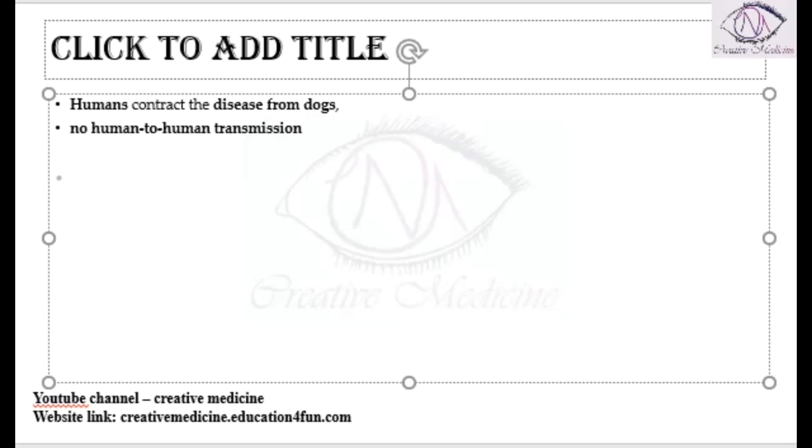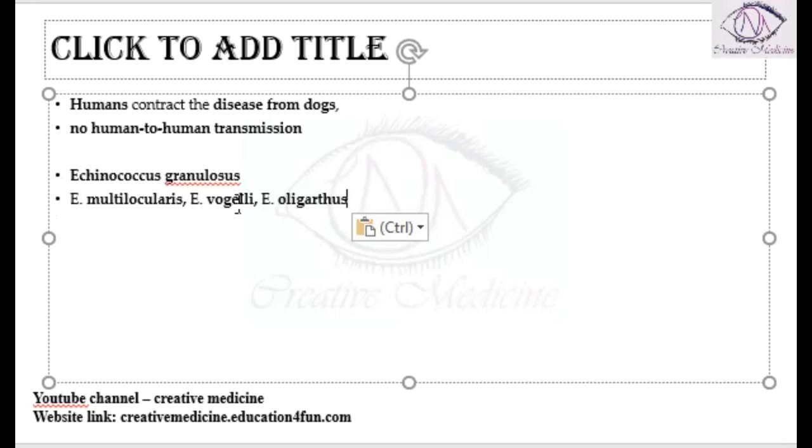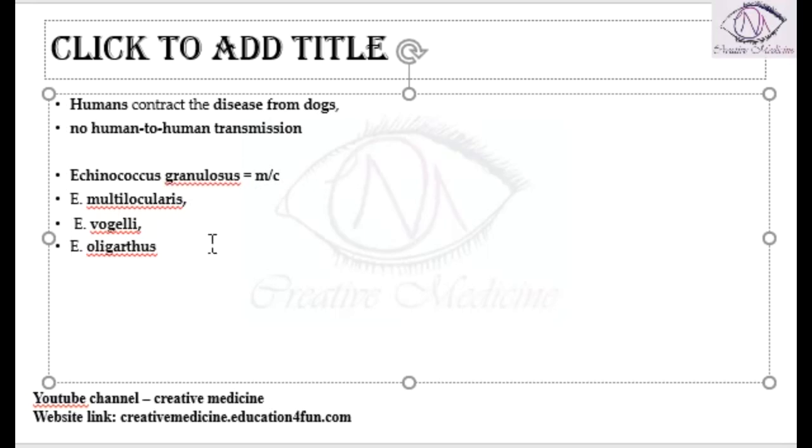What is the causative agent of hydatid disease? Hydatid disease is caused by Echinococcus granulosus. Other causative organisms are Echinococcus multilocularis, then we have Echinococcus vogeli and Echinococcus oligarthrus, which are the different causative organisms of echinococcosis.